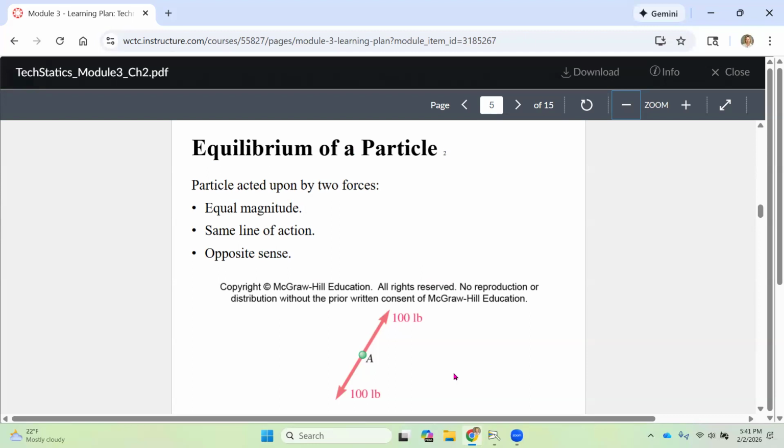So we have a concurrent force system here, and you'll notice that they also have the same line of action. Okay, the same line of action.